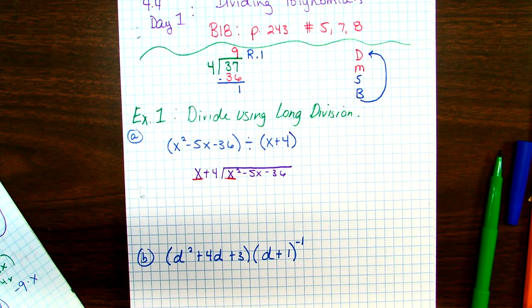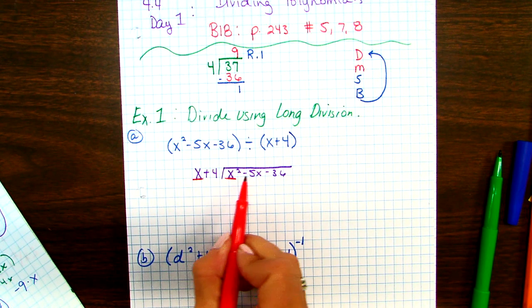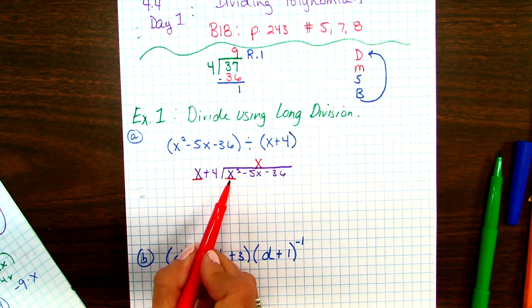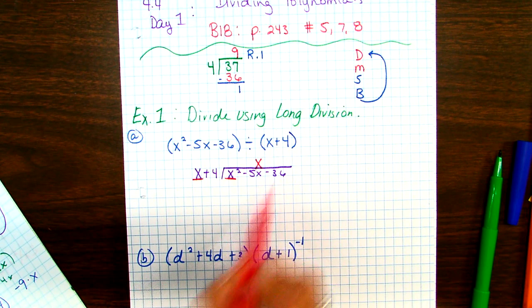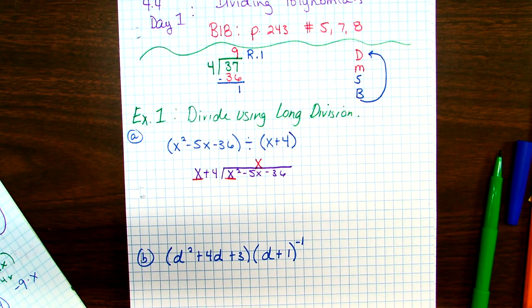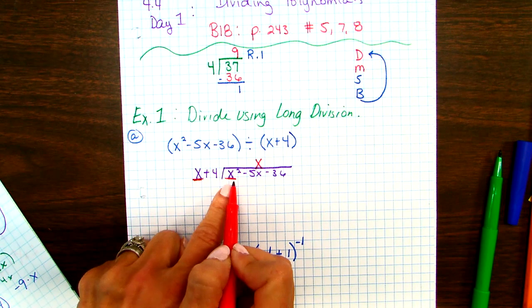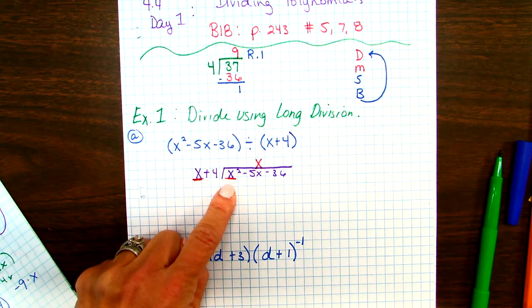Now, where I place that x is important. I find the term that matches it, meaning the other x at first. I wouldn't put it with the x squared or with the constant. I'm going to put it right there. So how did I get x? In case you missed it, what times x gives me x squared? That's like your division step.